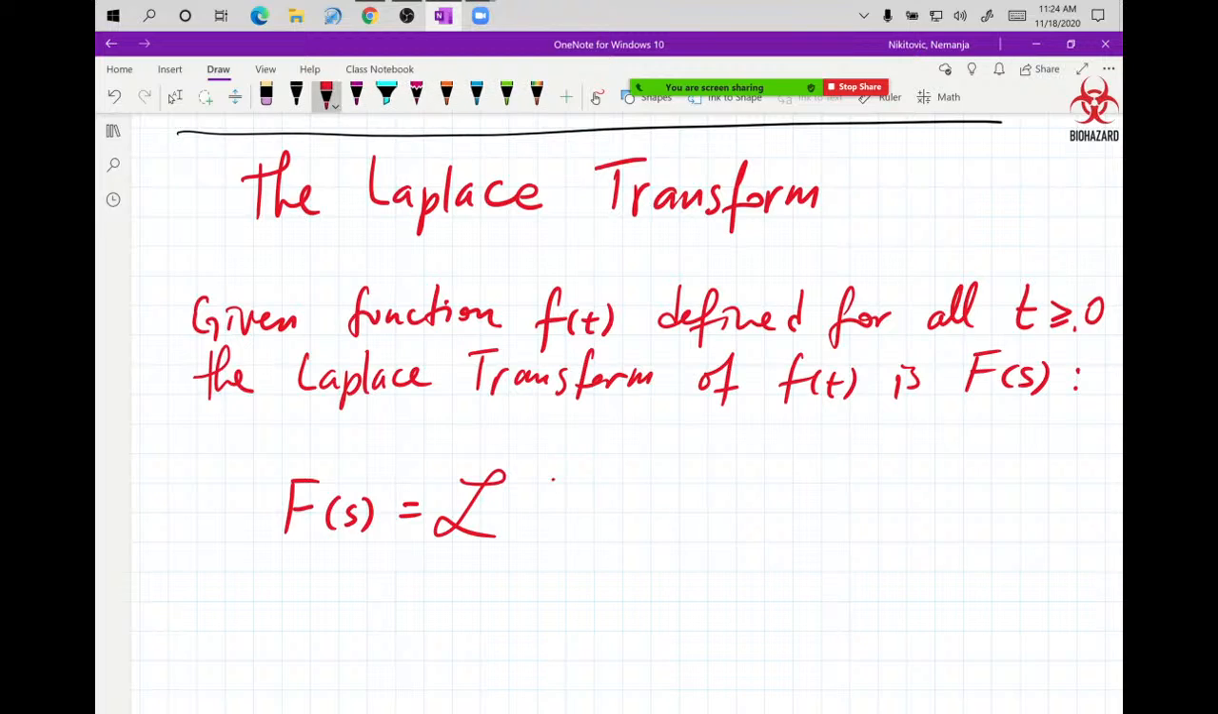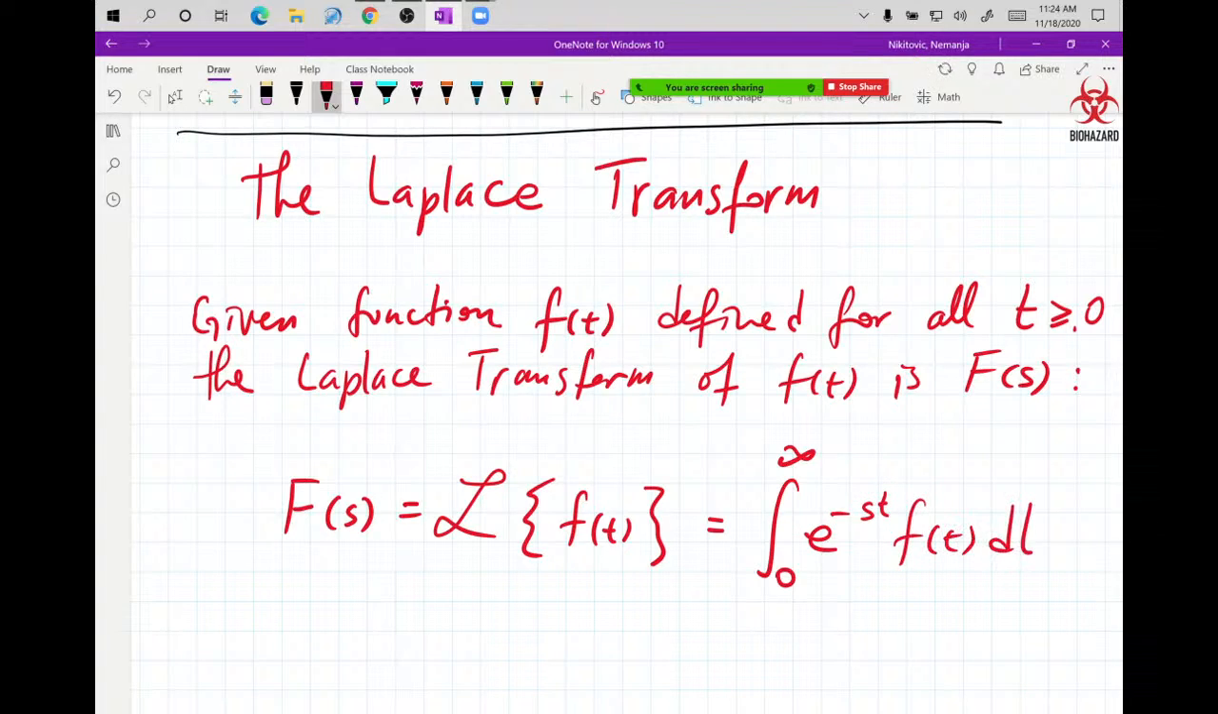All right, so the Laplace transform of f of t is given by this integral. Now you are going to hopefully recognize the parts of this integral from Calc 2.